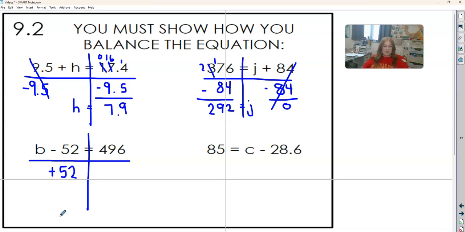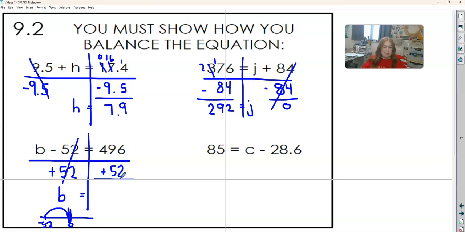So if we were over here on our number line and we're at negative 52, if I add on 52, that cancels it out and gets me back to 0. But if I do it to this side, I have to do it to this side. So plus 52. So over here, all we have left is B. Let's go ahead and pause and try out this problem.